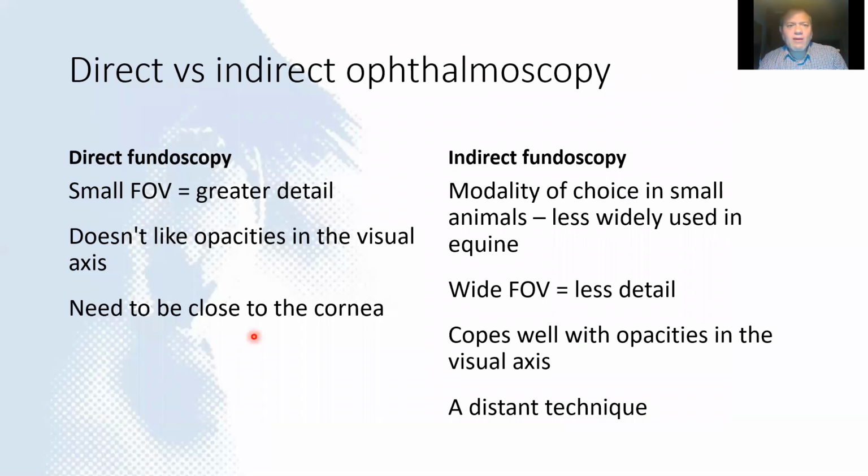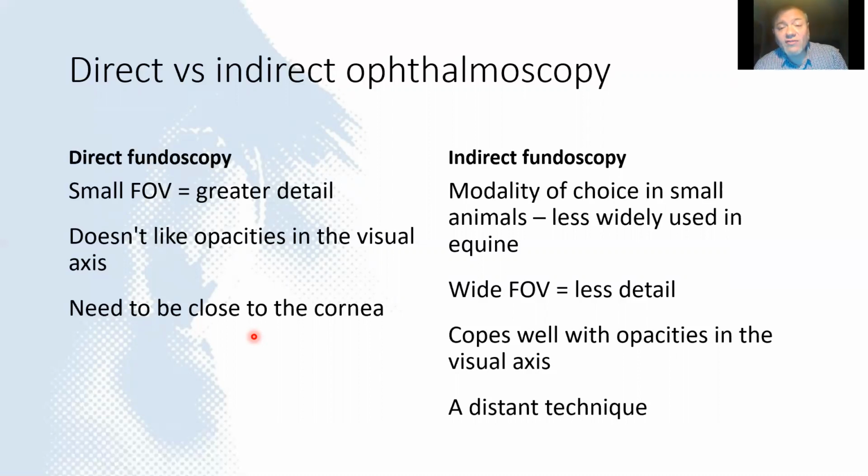So we talked about direct and indirect ophthalmoscopy. Direct fundoscopy is what we would call close direct ophthalmoscopy, what most of us are used to in the horse. So getting the ophthalmoscope close to our eye, using a direct ophthalmoscope and getting close to the horse. With our ophthalmoscopes, we get a beautiful view, lots of detail, but very small field of view. One of the disadvantages of this technique is any opacities in the visual axis will reduce the quality of the image dramatically. We also need to be very close to the cornea.